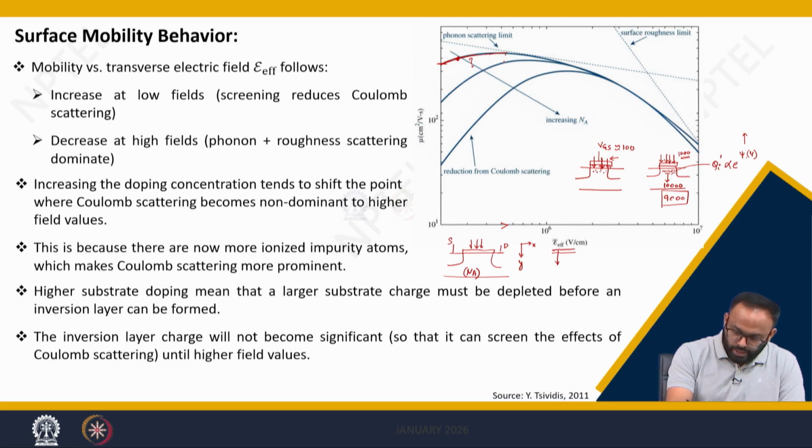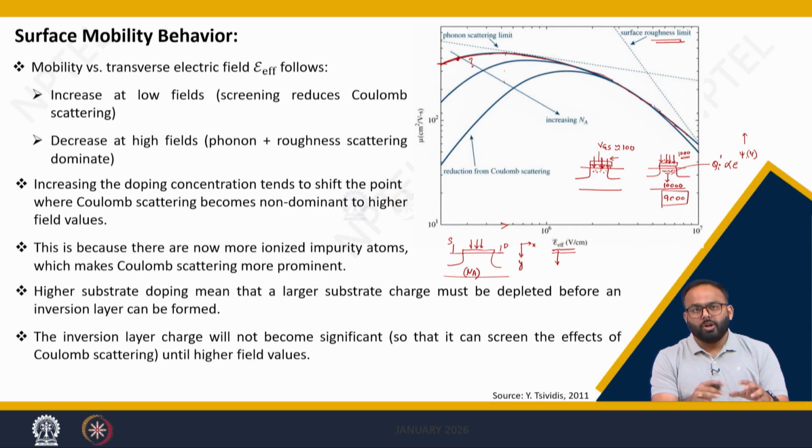But beyond such a point, what will happen? Phonon scattering dominates, because when you increase the voltage the electric field increases, and hence the lattice vibration increases, phonon scattering dominates, and the mobility reduces. Beyond that point, as surface roughness increases, in all probability the surface roughness mobility degradation dominates in the MOSFET.